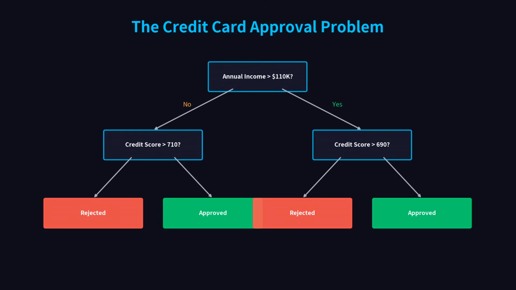A decision tree solves these problems by repeatedly asking simple questions. Annual income greater than $110,000? Yes or no? Credit score greater than 690? Yes or no? Approved or rejected?